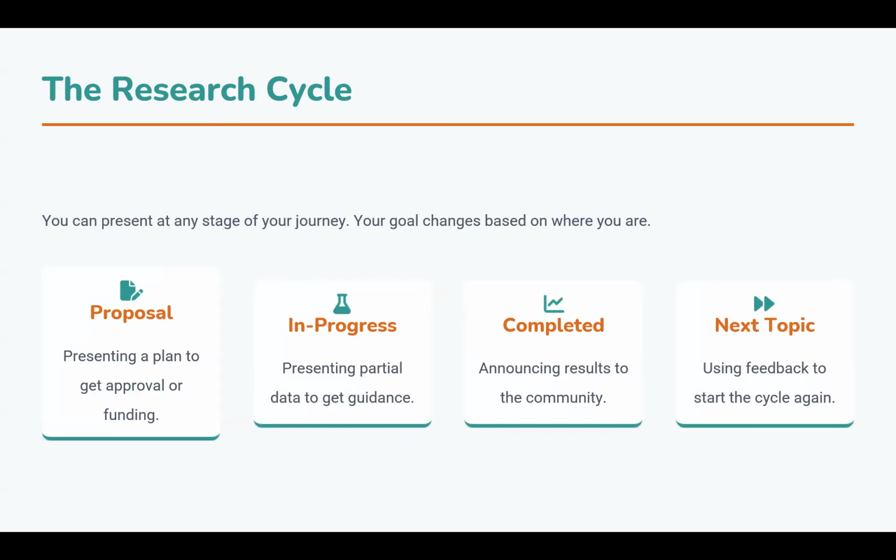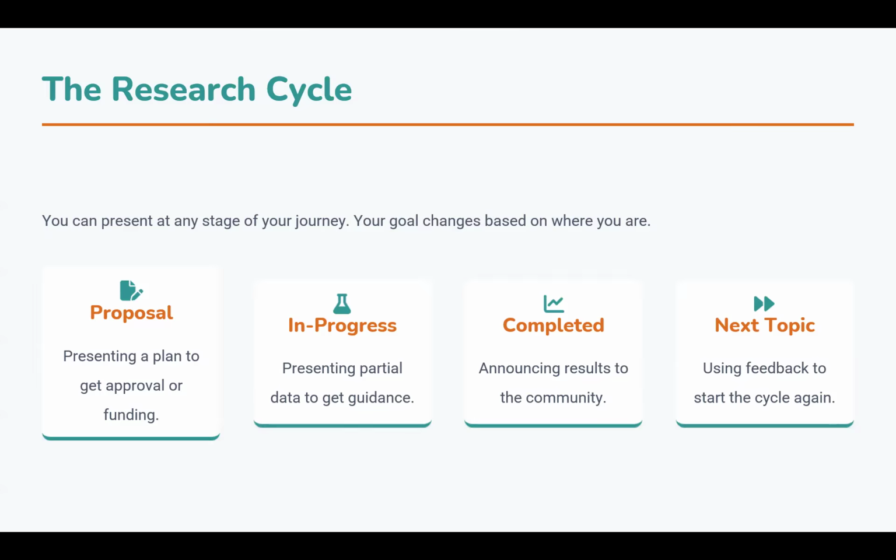You can be presenting at any stage of your journey. Depending on the stage at which you are doing your presentation, your goal is different, right? At the proposal stage, you are simply presenting a plan to get approval. Maybe to proceed with the research topic, research plan, and research methodology, maybe to ask for funding approval or approval of your research idea.